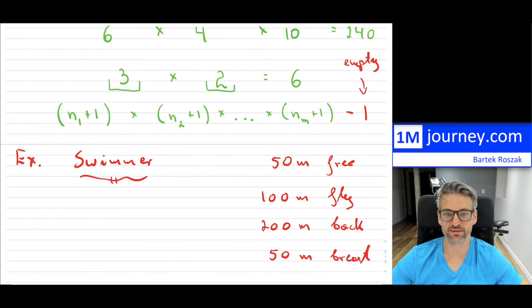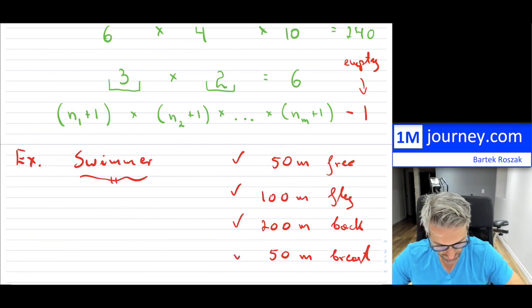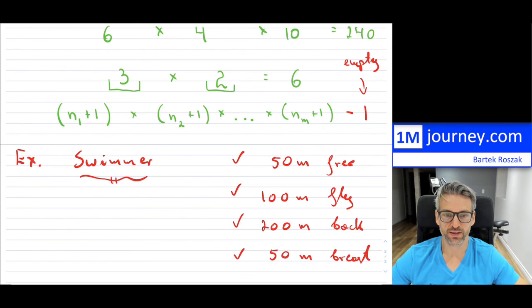And then the coach is asking themselves, for this particular swimmer, what are all the possible combinations of events that this swimmer could swim? So it could swim nothing. It could swim only the 50-meter free. It could swim the 50-meter free and the 100-meter fly, and so on. So all the different combinations. So what would this be? Well, we have 4 items, and there's only 1 of each, so these don't repeat.